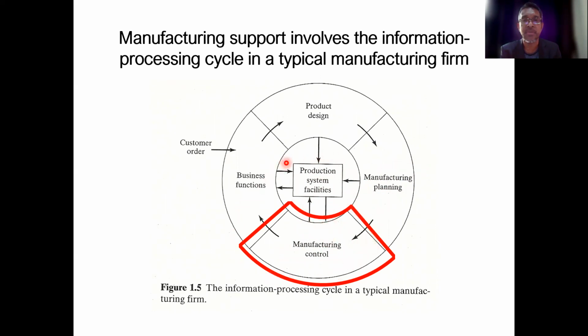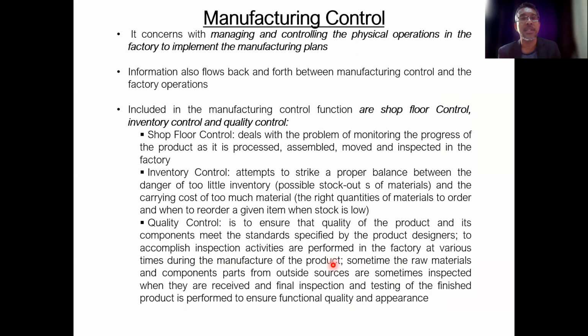This is what I showed you in the beginning, on this slide just now. So this is the manufacturing support system, or manufacturing control. They are concerned with managing and controlling the physical operation in the factory. And in the factory, we have machining, we have tooling, we have people. They are managed by the manufacturing control engineer. So information also flows back, from production to manufacturing control, or from manufacturing control to the production. So they have two-way communication.